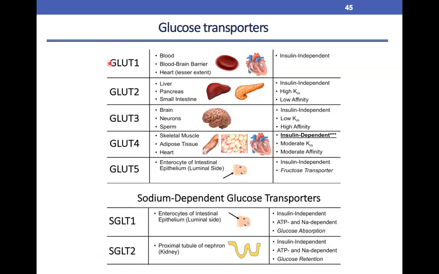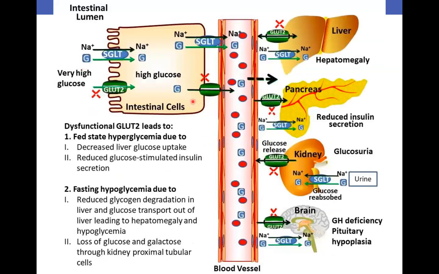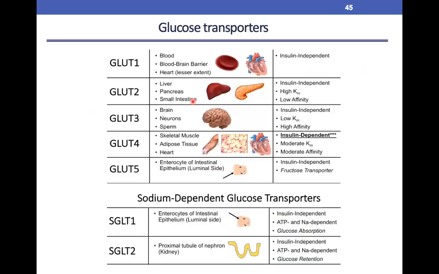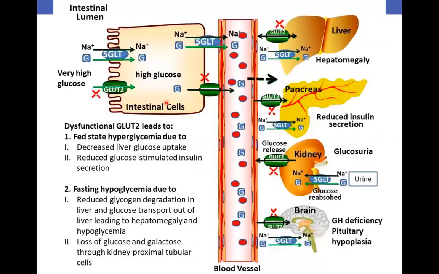Okay, so this is a slide that I added because you guys need to know about this syndrome that is a deficiency in GLUT2. So a deficiency of GLUT2. Remember, we talked about GLUT2 is present in our liver, our pancreas. They didn't show the kidney, but it's also over there. And so I'm going to focus on, for example, the liver and the kidney, or mostly the liver. Let's just focus on the liver for now.